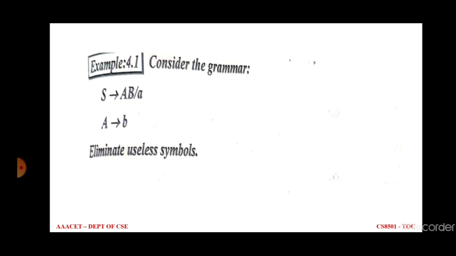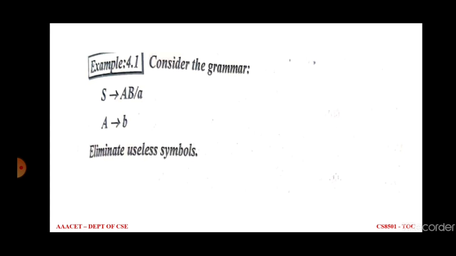So here consider S tends to A. For the capital A we can substitute small b, so it gives the input string small b. So capital A is the useful symbol. But in case we consider B, that is S tends to capital B, we don't have any input string, that is terminal, for the non-terminal capital B. So here capital B is the useless symbol. So we can eliminate the useless symbol capital B from the grammar.